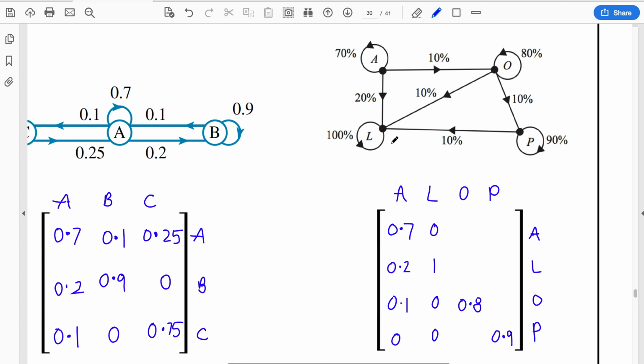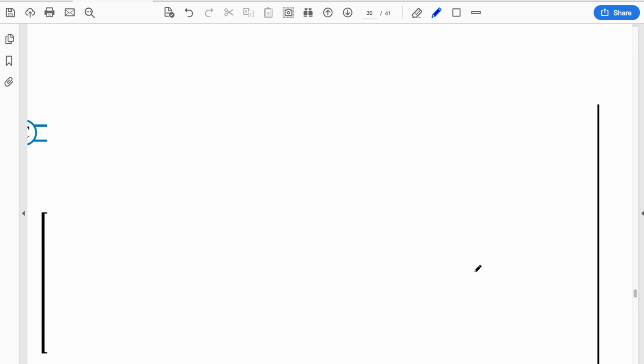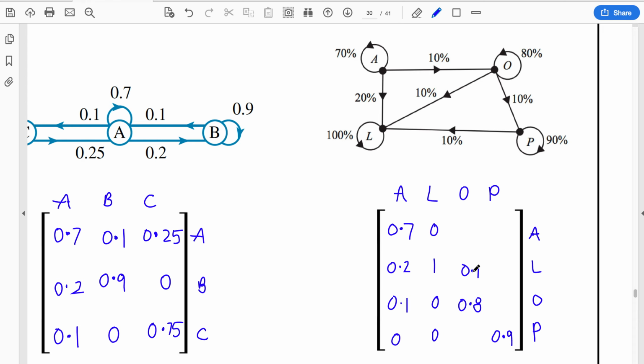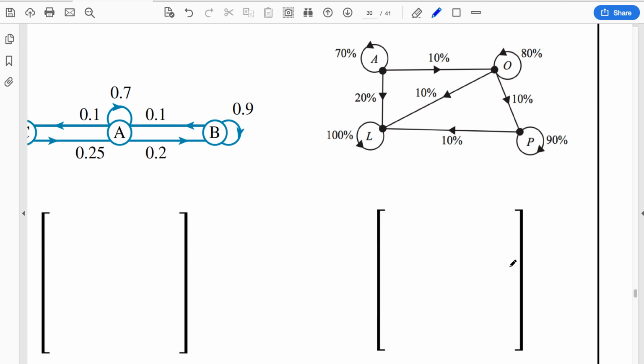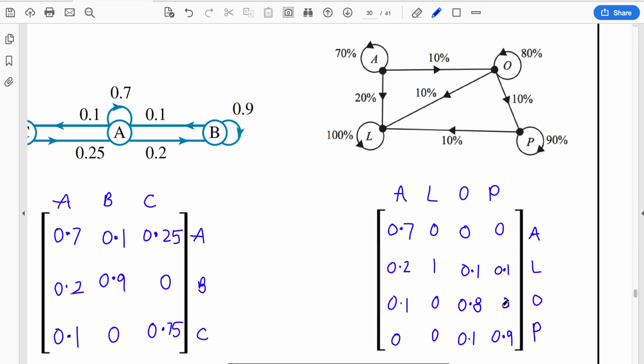O goes to L, 0.1. So line that up. Doesn't look like O goes to A, so 0. And that means that we've got 10% left over, O to P, 0.1. And finally, P to P we've done. We've got P then only going to L, P to L, 0.1. 0 and 0. There we go. So there's a little practice constructing the transition matrix.